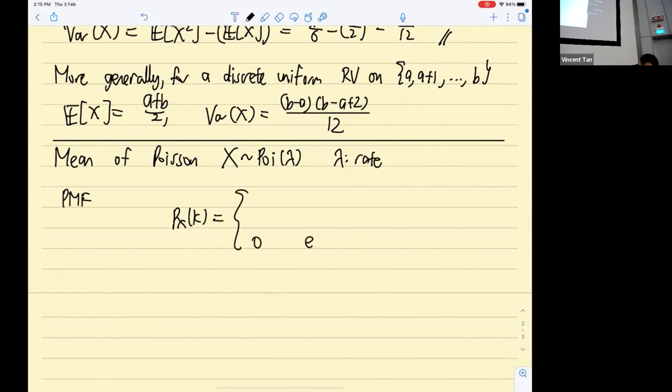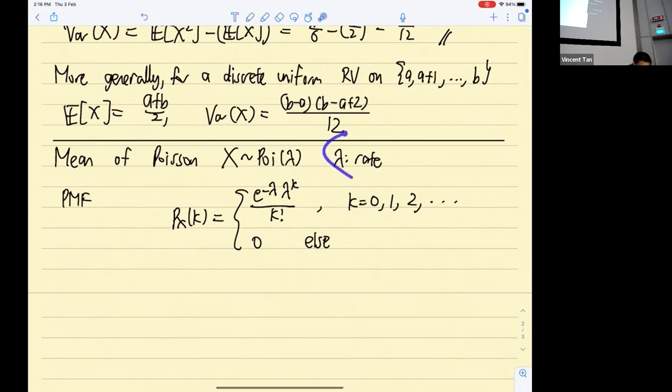okay? So 0 else, okay? e to the minus rate, rate to the power k over k factorial. So k runs from 0, 1 to infinity. Roughly speaking, a Poisson random variable represents how many customers come into your shop per unit time. And the average number of customers that come into your shop is the rate. That is something that we have not shown. And that is something that I will show right now.